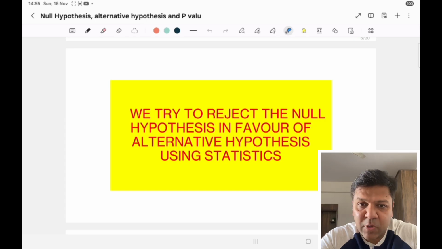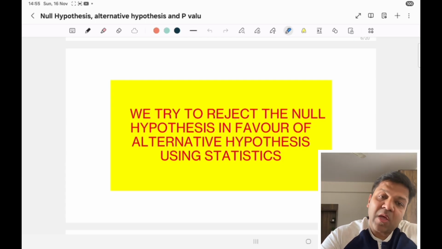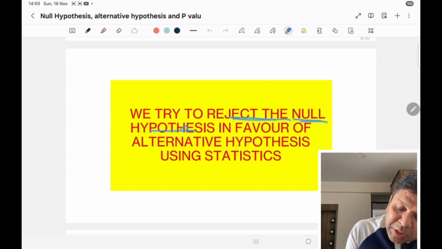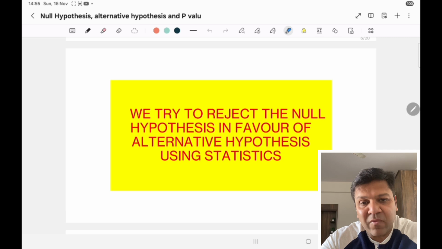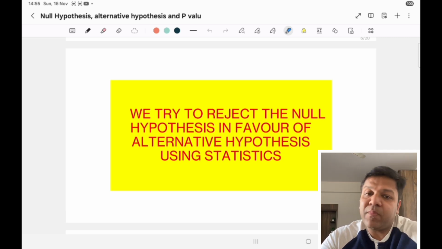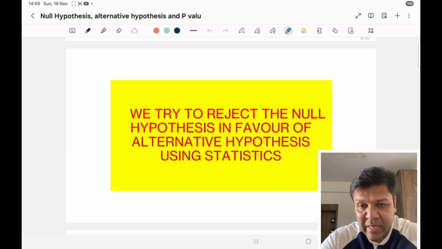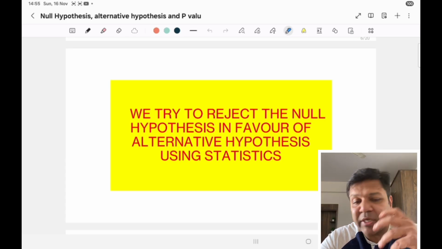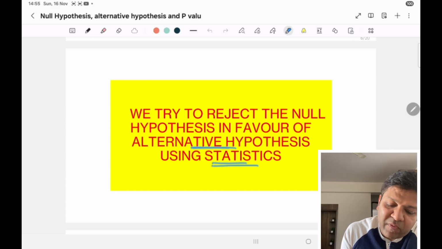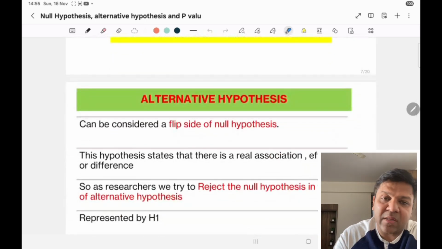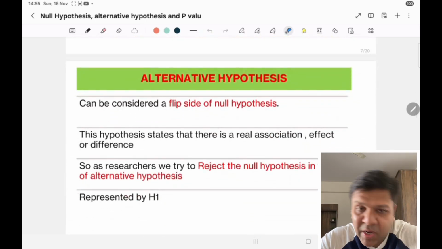Because what was the null hypothesis? That there is no effect. Nothing is going on. That negative assumption at the start of the study is the null hypothesis. So by gathering the data, we try to reject that null hypothesis. We try to reject the hypothesis that the drug was not effective, because we have found that the drug is effective. So our main aim as researchers in the study is to reject the null hypothesis in favor of the alternative hypothesis using statistics. So now what is the alternative hypothesis?